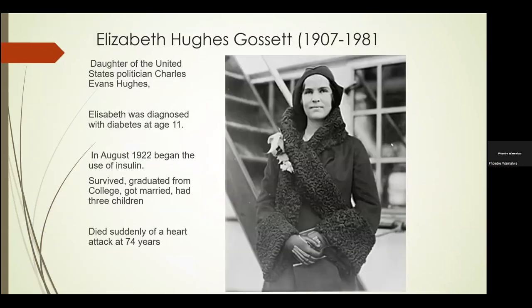with diabetes. So just to give us hope as healthcare workers, we look at this Elizabeth Hughes, the daughter of United States politician Charles Evans.